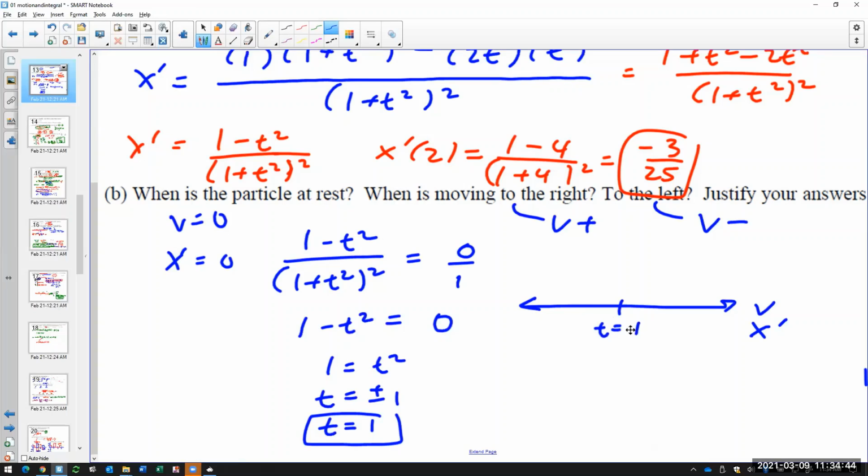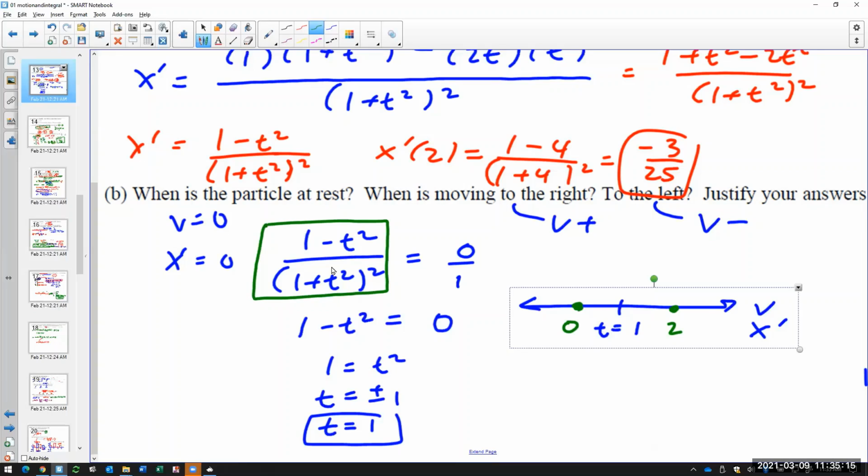Then you need to pick numbers to the left and right, and that's when I'll get plus, plus, plus, or minus, minus, minus. What's a good number to the left of 1? 0. What's a good number to the right of 1? 2. I thought you were going to say 212. Then you're going to plug into velocity. So where is my velocity function? Be careful. This is not velocity because I lost the bottom part of velocity. Do you see that this is velocity? Everybody good with that? You're going to plug into here.